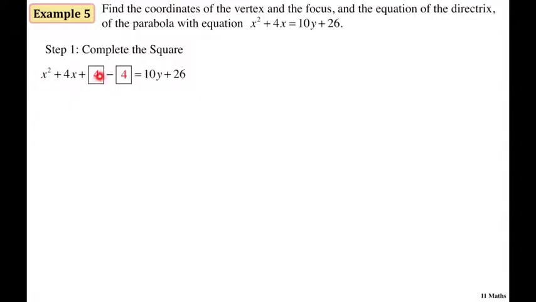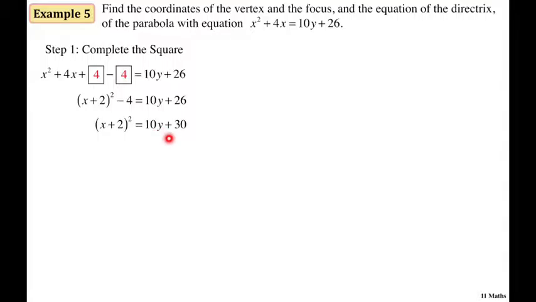Now we're focusing on the first 3 terms. What will that factorise to? Numbers that multiply to give 4 and add to give 4 are 2 and 2. That'll always be half the number in front of x. So that will become (x + 2) in brackets squared. And we have our minus 4 equals 10y plus 26. Let's add 4 to both sides. 26 and 4 make 30.